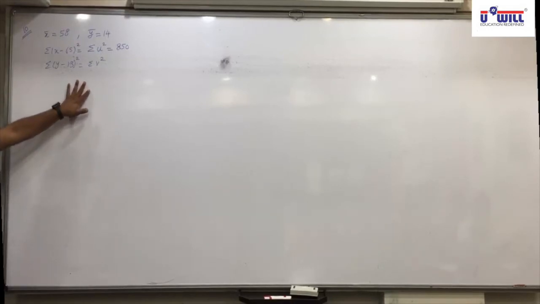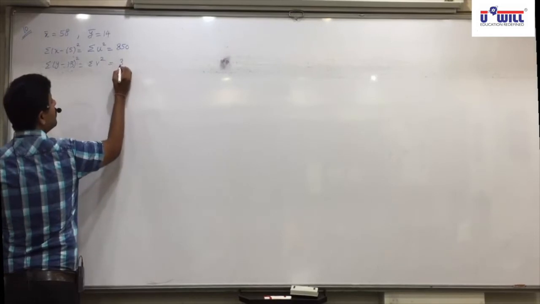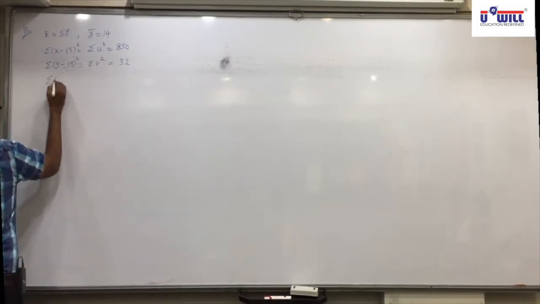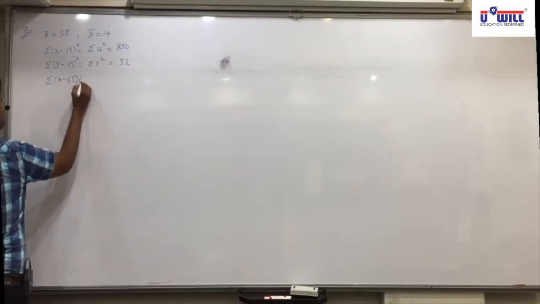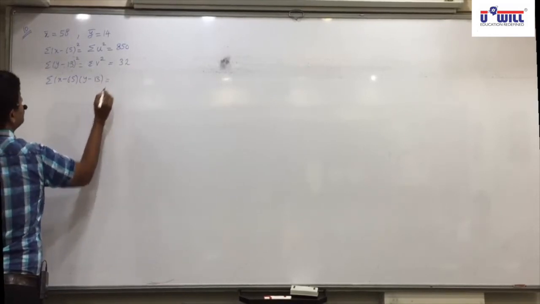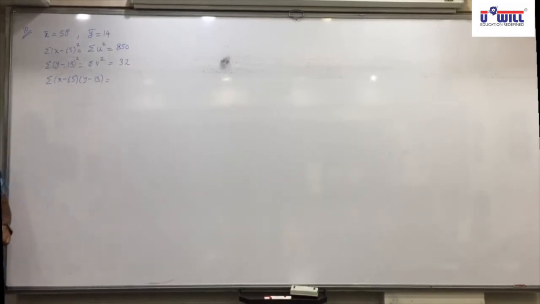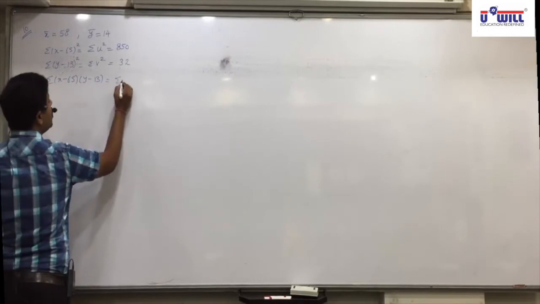Anyone who did not understand this? What is that equal to? 32. And what will be sigma x minus 65 into y minus 13? Sigma uv, that is 0.